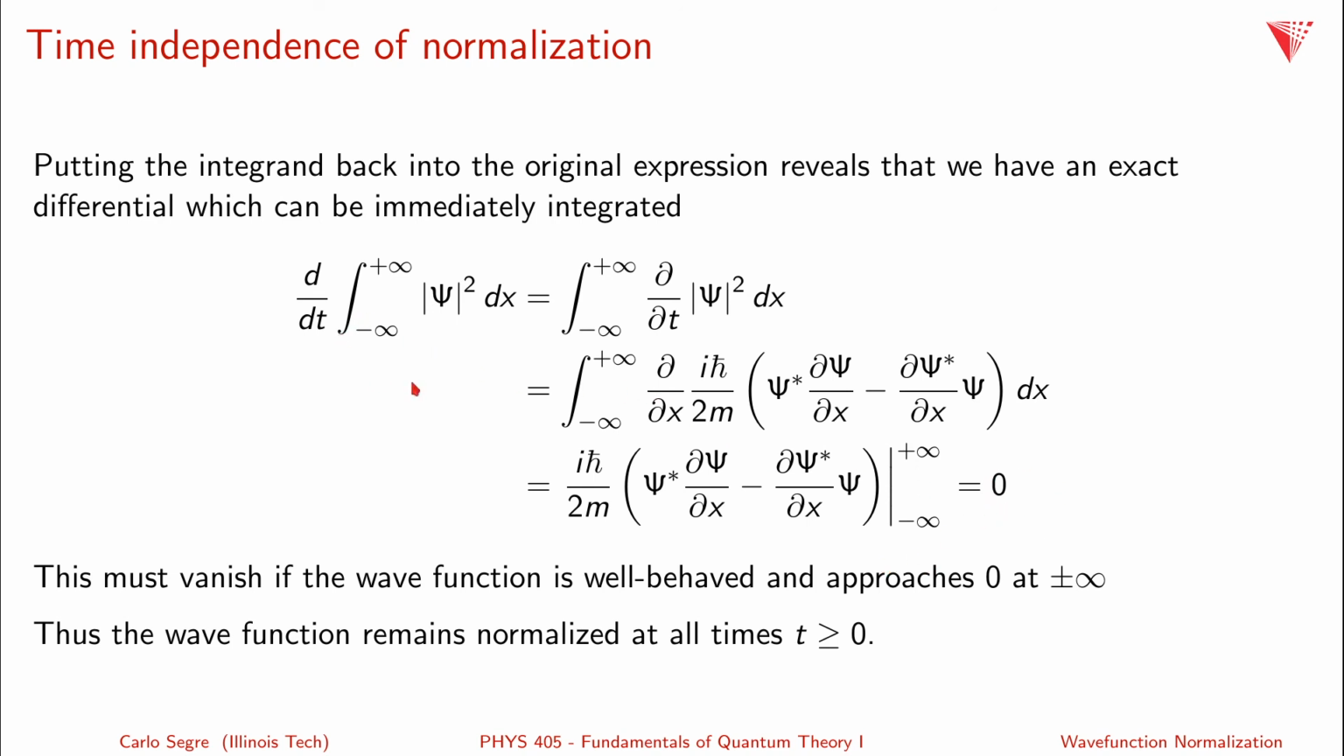Now if you go back and look at what we started with, the time derivative of the normalization integral, that means that if the time derivative of the normalization integral is 0, then the normalization integral is a constant. And if it's equal to 1, the function will remain normalized for all time.